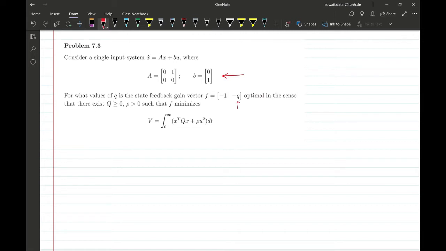values of q, small q, for which this gain matrix F is optimal in the sense of some capital Q and some capital rho, such that this F minimizes the cost V. It's important to understand that this is some sort of an inverted question. We're not given a cost and asked to find the gain vector F. We are instead given the structure of F, which is done here, and we are asked, is there a cost V with reasonable Q and rho? By reasonable I mean Q positive semi-definite and rho positive. So is there such a cost for which such a form of F would be optimal? And that's the question.